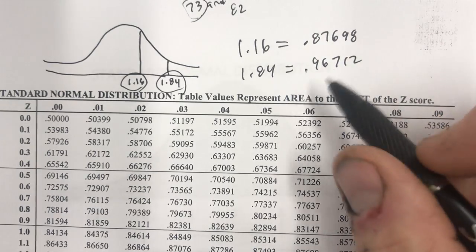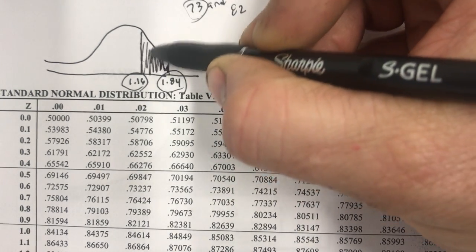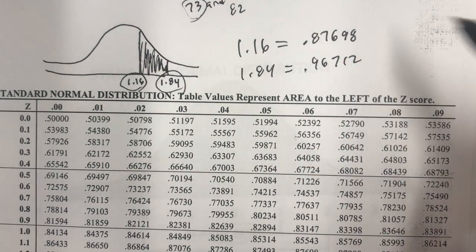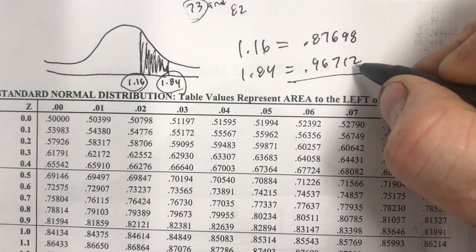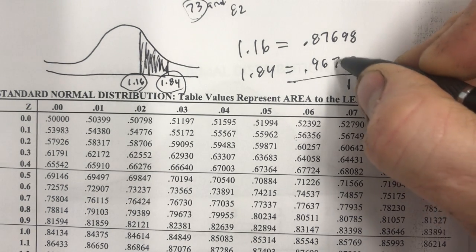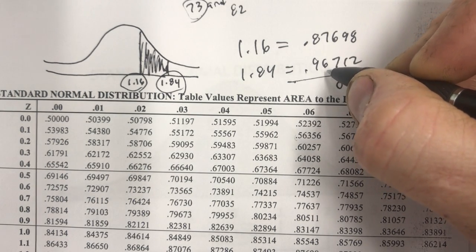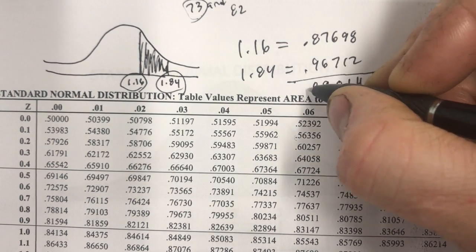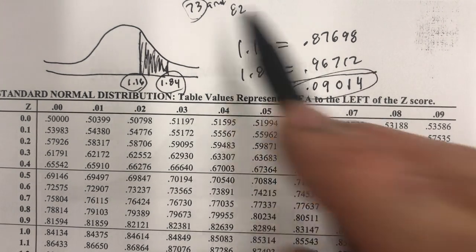0.96712. So I get these two z-scores, and since I want what's in between those, what percent do we have in between those? I just subtract these two. 12 minus 8 would be 4. There'd be 1. 6 minus 6 is 0. 16 minus 7, so that's what I get right there. So this is the percent that's between those two scores.